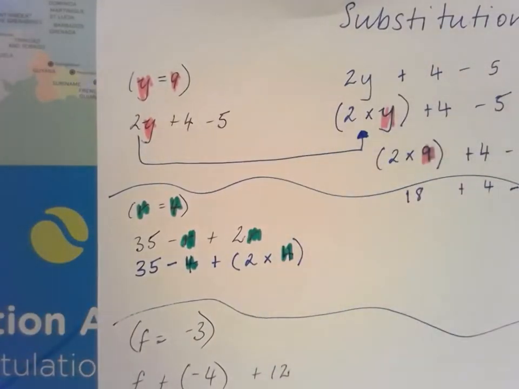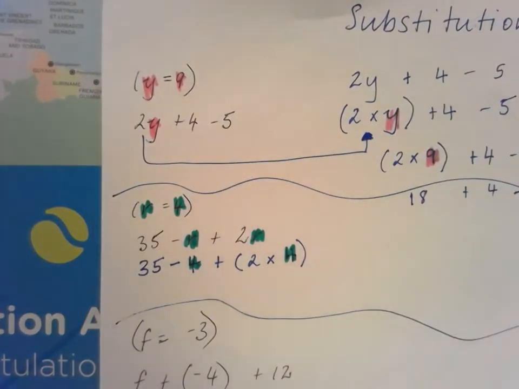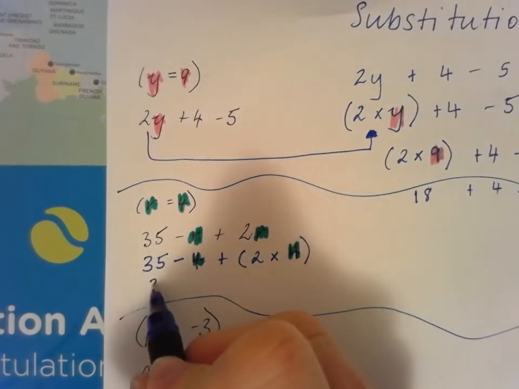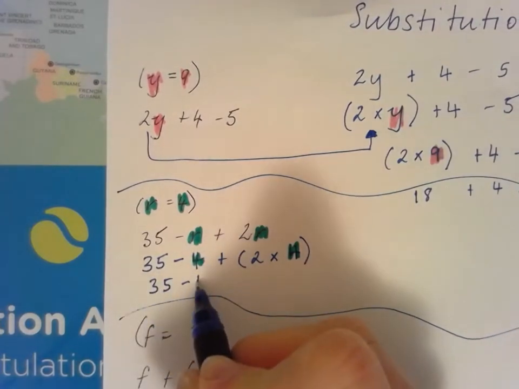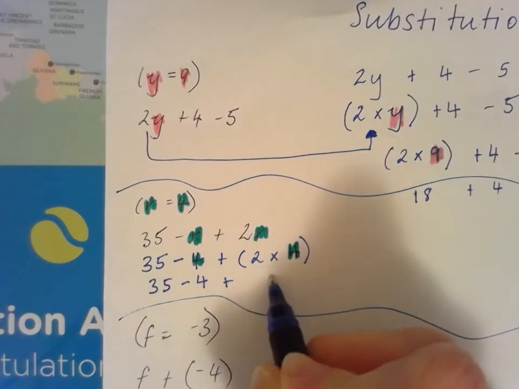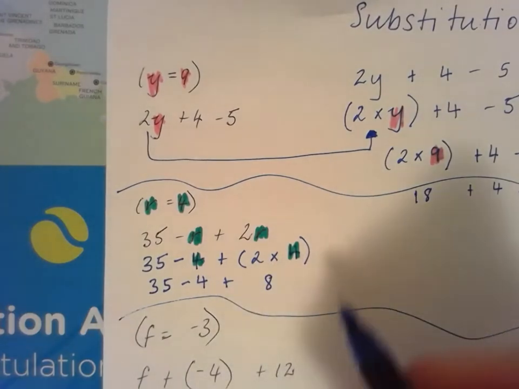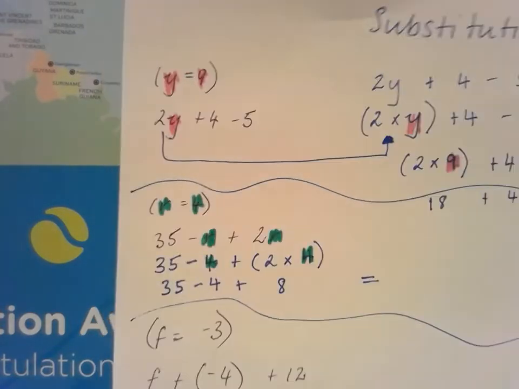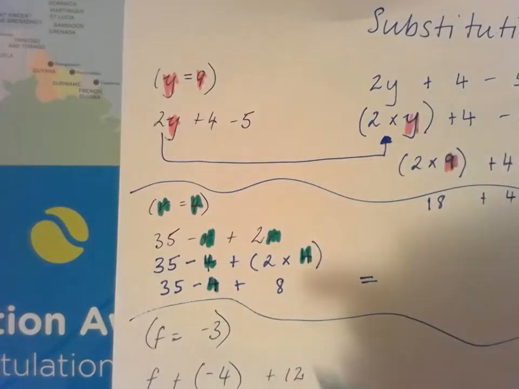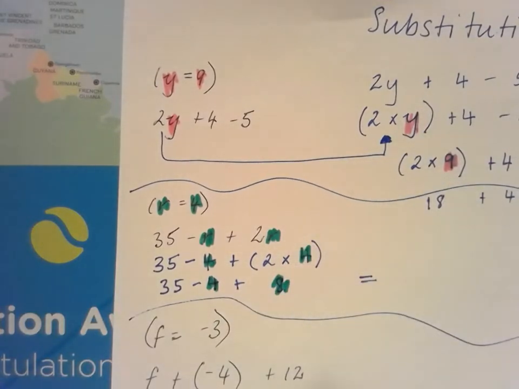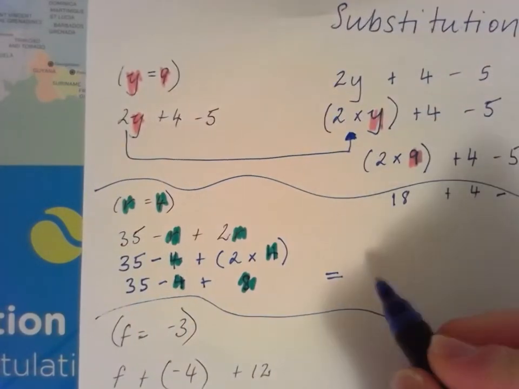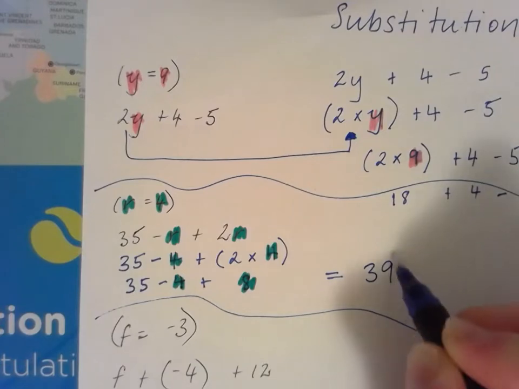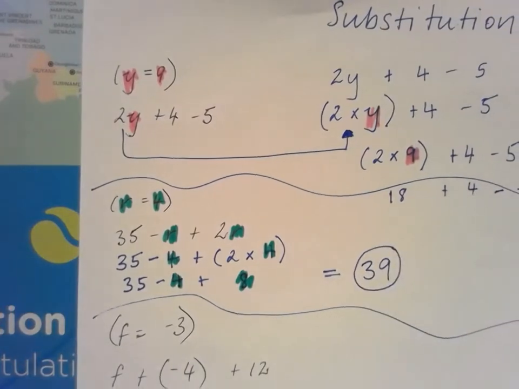So again, people just slotted in the 4 in that position and made it 24, but it's actually 2 multiplied times 4. So now we have 35 take away 4 plus 2 times 4 is going to give us 8. Okay, then our answer is going to be 35 take away 4, because our 4 is that r from the start. Now 2 times r gave us a value of 8. 35 take away 4 gets us back to 31, plus 8 is going to give us 39 as an answer.